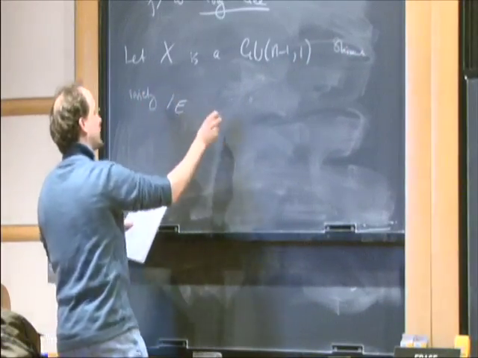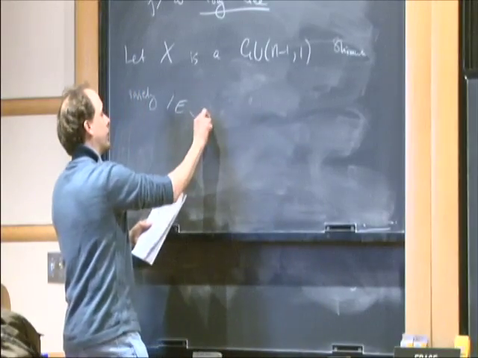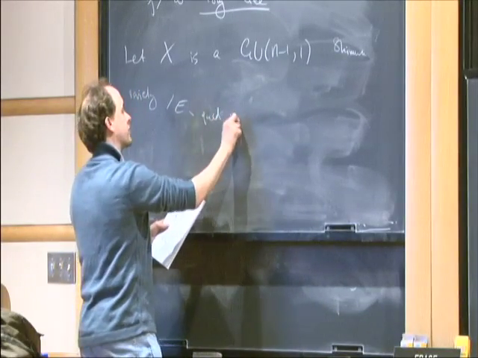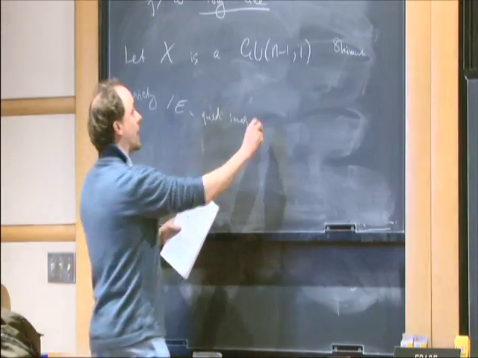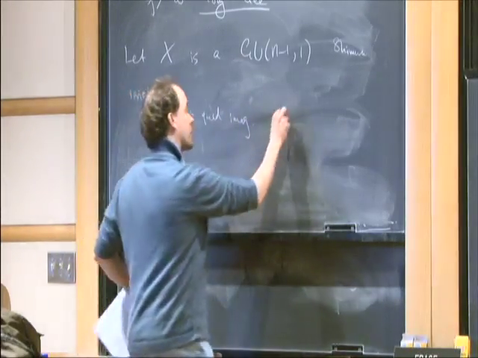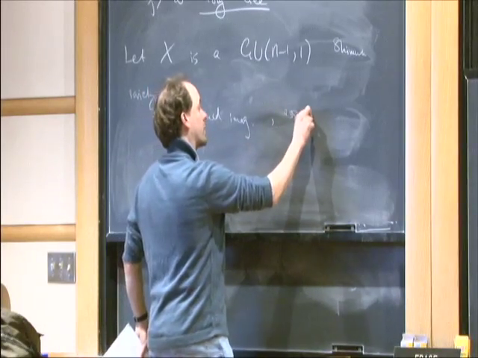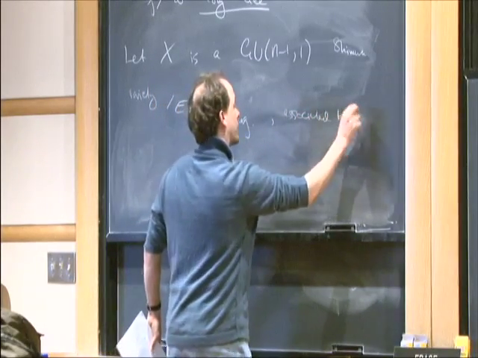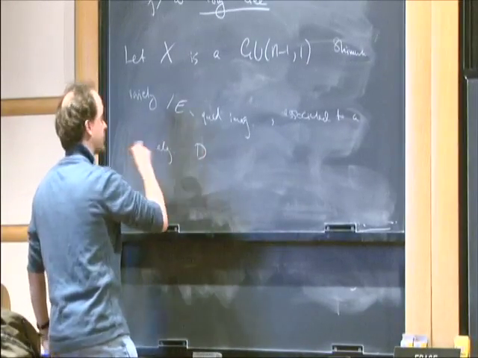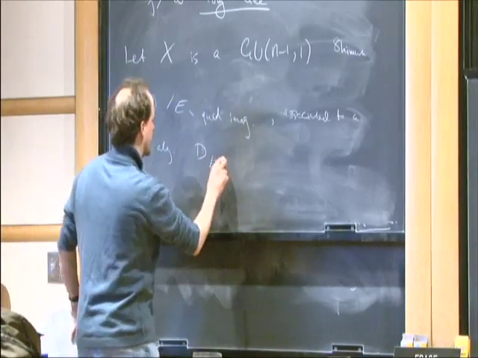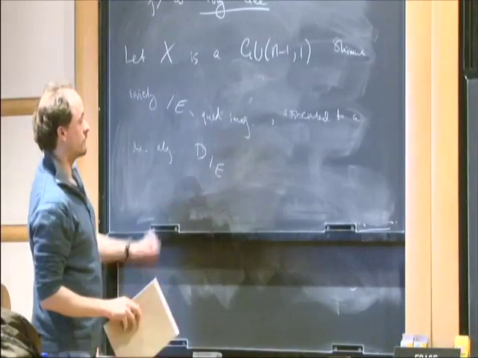Defined over E, where this E is quadratic imaginary. And I want to assume it's associated to a division algebra D over E with some appropriate involution and so on.